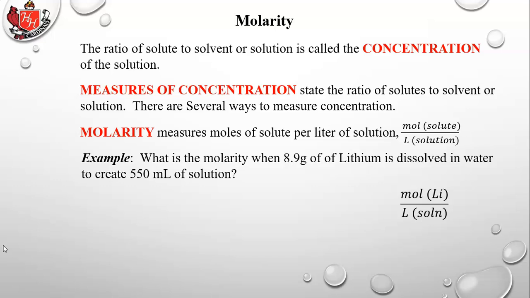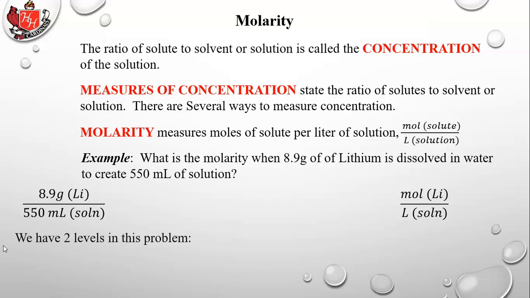All right, so now what about what we're given? We're given two numbers. So you're going to create those as a ratio. So 8.9 grams of lithium over 550 milliliters. So in that solution, there's 8.9 grams of lithium mixed into enough water to create 550 milliliters of solution. Not 550 milliliters of water, that's the solvent. It's 550 milliliters of the two of them mixed together.